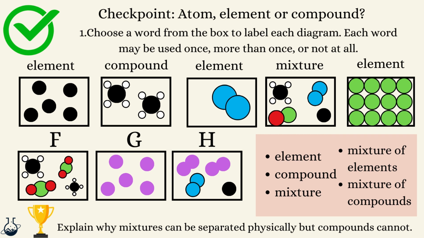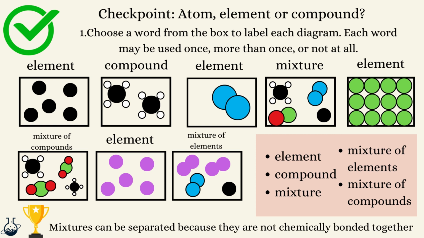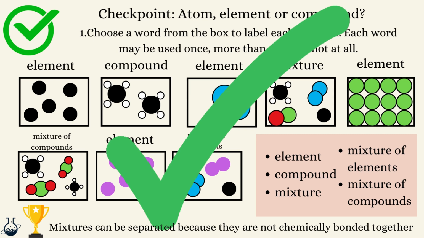E has lots of atoms, but they're all the same type. This is still an element. F has different compounds, not bonded together. This is a mixture of compounds. G has lots of atoms of the same type. This is an element. And H has multiple types of elements. It's a mixture of elements. If needed, the challenge mixtures can be separated because they are not chemically bonded together. Well done, everyone. Let's move on.